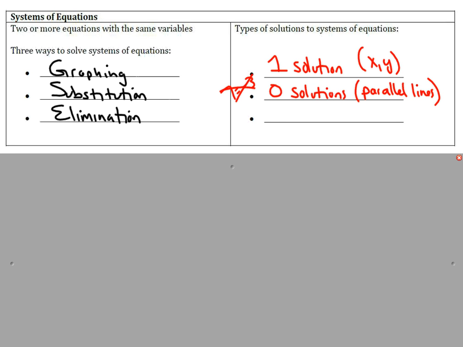And the last thing is there are infinitely many solutions. Basically, that means that if it was a graph, the lines would be on top of each other, so it would be essentially the same line. In an algebraic way, with substitution and elimination, infinitely many solutions looks like something is always equal to itself. So you'd see something like 8 is always equal to 8.